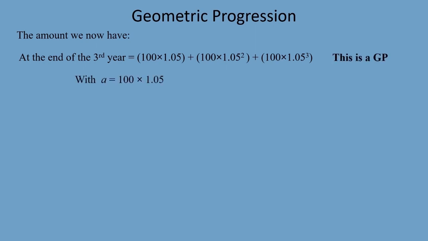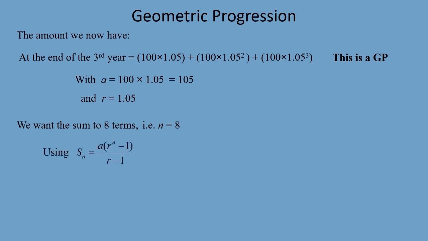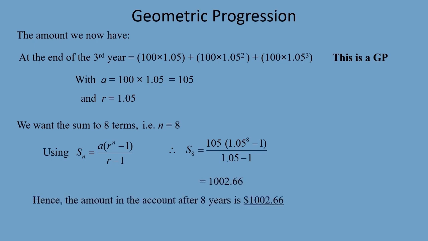With a equal to 100 times 1.05, which is 105, and r equal to 1.05. We want the sum to 8 terms, that is n is equal to 8. Using this formula, since r is greater than 1, substituting the values, we get S is equal to 1002.66. Hence, the amount in the account after 8 years is $1,002.66.